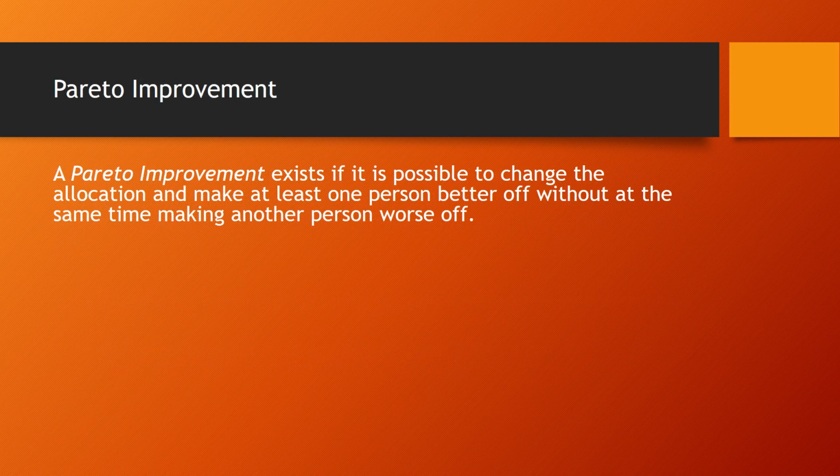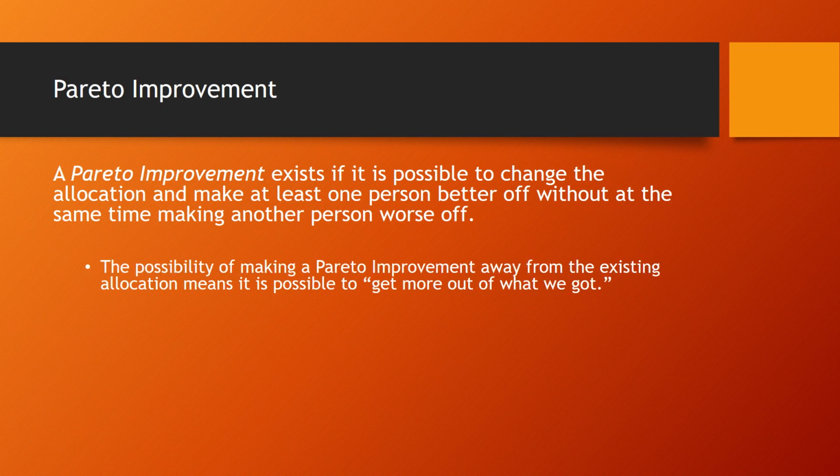Now, in order to understand how the definition of Pareto optimality represents an efficient allocation of resources, we need the concept of a Pareto improvement. Here's a definition of a Pareto improvement. A Pareto improvement exists if it is possible to change the allocation and make at least one person better off without, at the same time, making another person worse off.